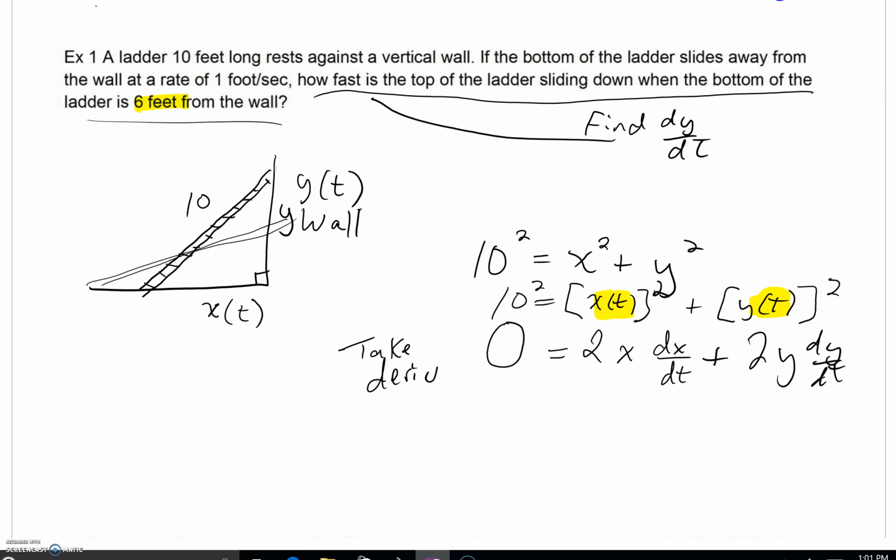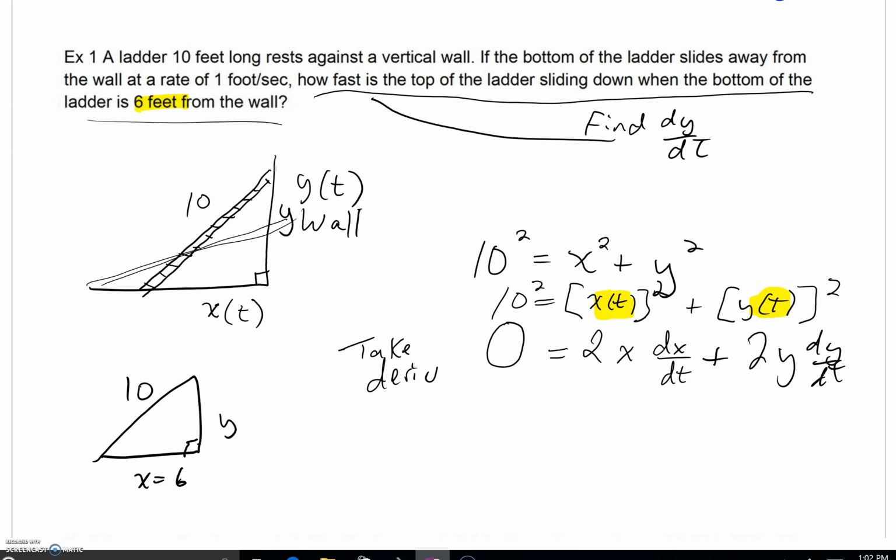Okay, so here's what's happening. They're saying, how fast is the top of the ladder sliding down? They're saying, find that rate of change with respect to time when the bottom of the ladder is 6 feet from the wall. Well, that's only for the briefest moment. For just the tiniest split second. You see a ladder sliding down the wall, hey, there's a lot going on. That's happening fast. And next thing you know, you hear the crash and the ladder hits the ground. But just for the briefest split second, that ladder was 6 feet from the wall.